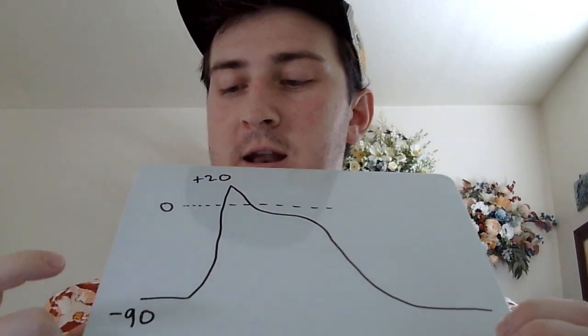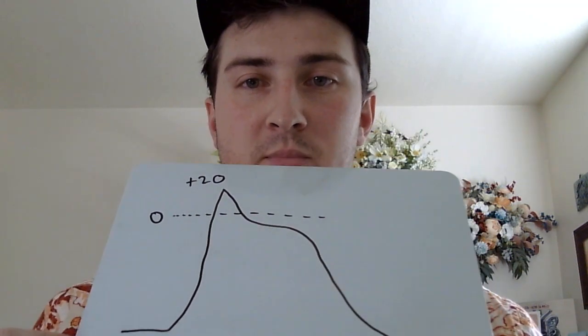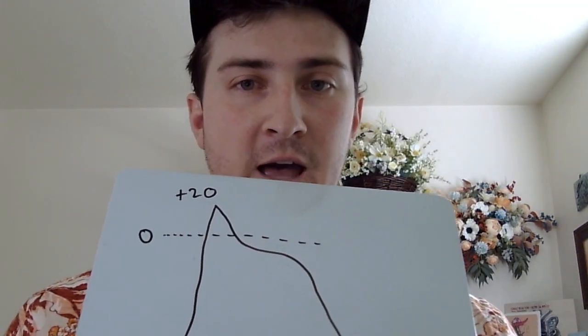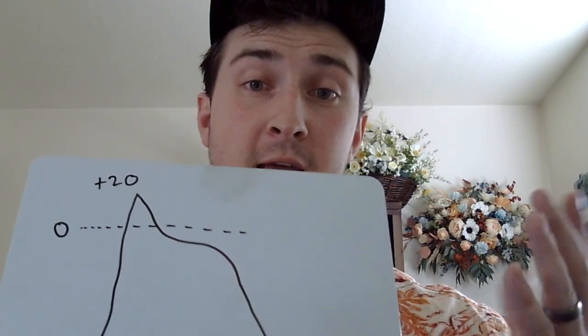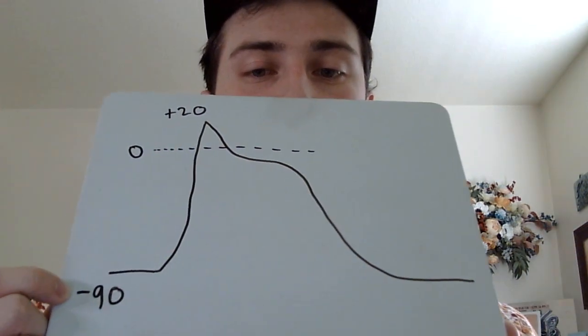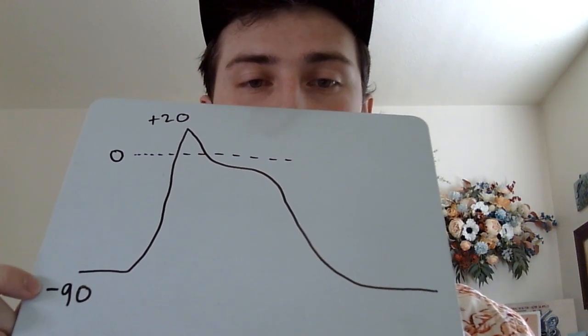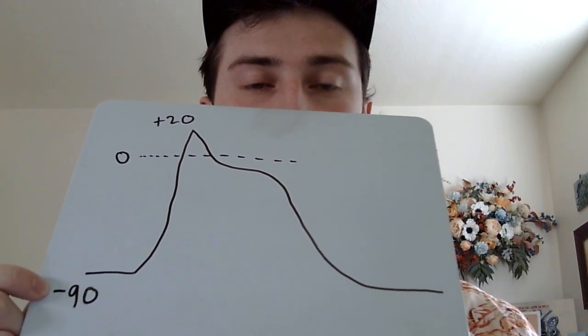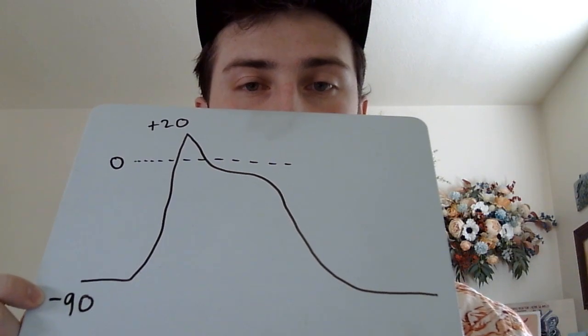Down here at -90 is our resting membrane potential. Cardiac cells have a more negative resting membrane potential than our skeletal muscle cells. And so we will start here at our very polarized portion. So we're going to go through steps 0 through 4. There are 5 distinct steps that we can really look at.